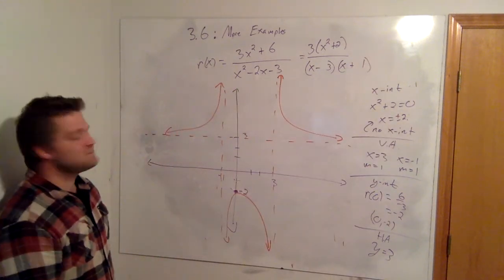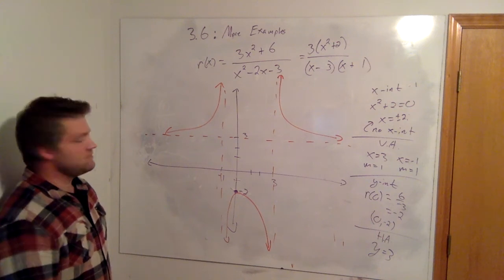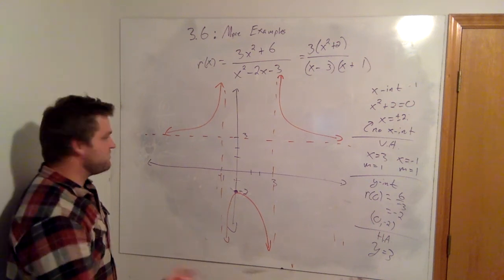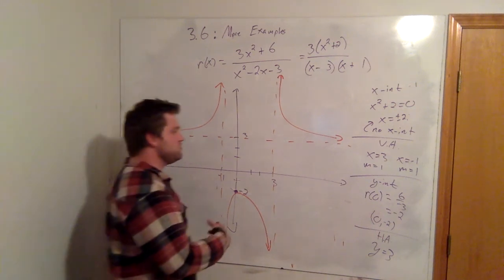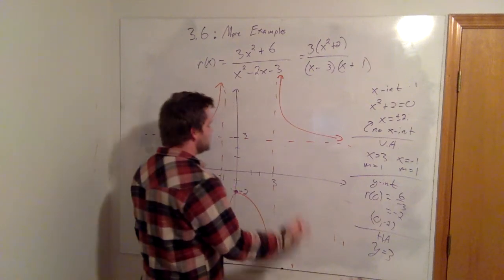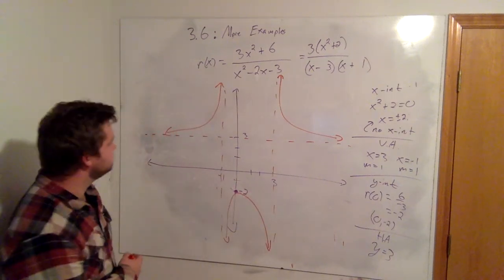Notice I didn't have to make a sign chart, just kind of puzzling our way through it. There may be situations where you might have to probe a point here and there, but once you figure out usually the behavior on one side of an asymptote, you can quickly figure out what's going on on the other side.